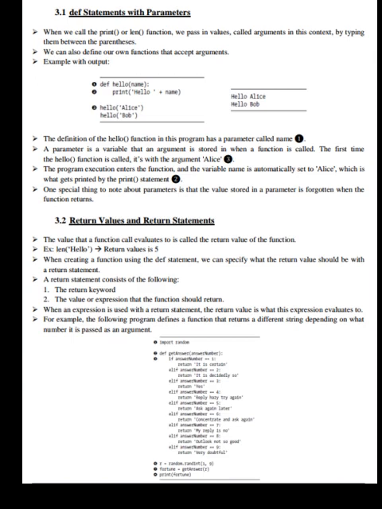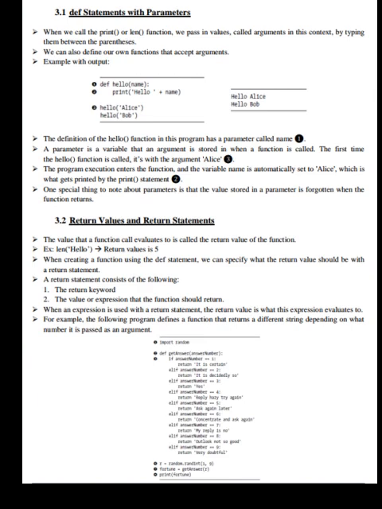The first time the hello function is called, it's with the argument Alice. The program execution enters the function and the variable name is automatically set to Alice, which is what gets printed by the print statement. One special thing to note about parameters is that the value stored in a parameter is forgotten when the function returns. Now let us see return values and return statements.